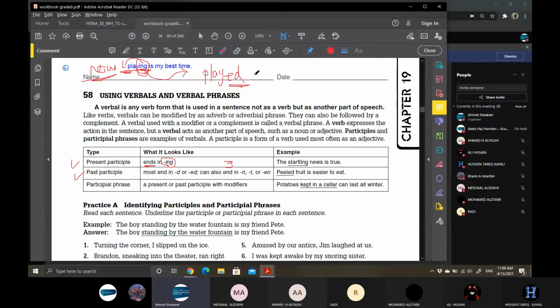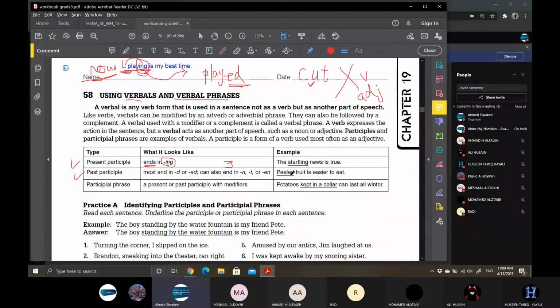Or you have another type, if the verb itself was irregular, like cut, for example. So you will have cut, cut, cut. So you can use that as the past participle. And also, while using the past participle, we do not use it as a verb, but sometimes we use it as an adjective. Consequently, we call it a verbal or a verbal phrase.